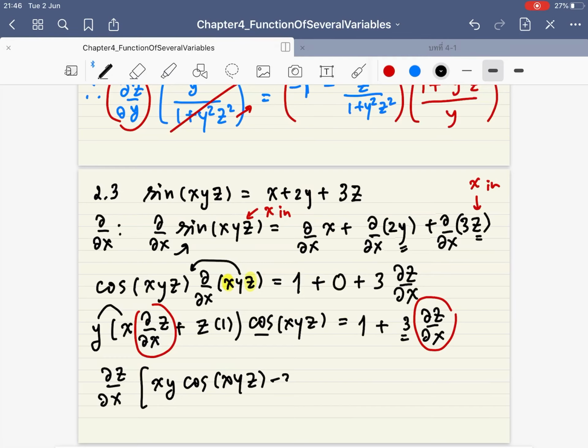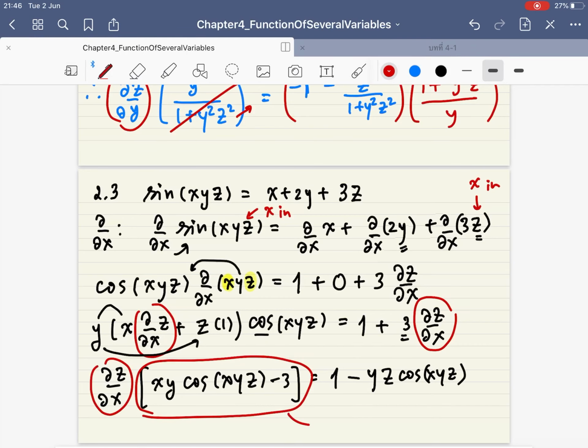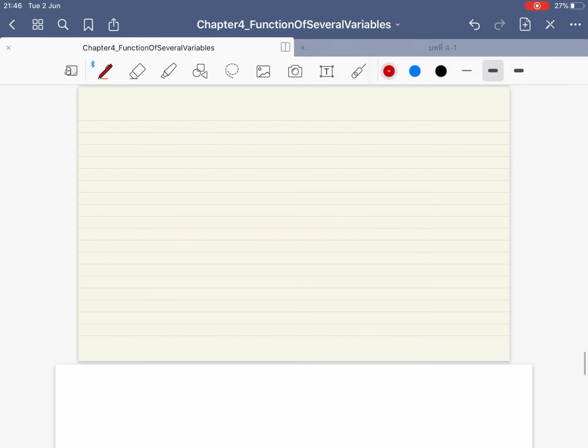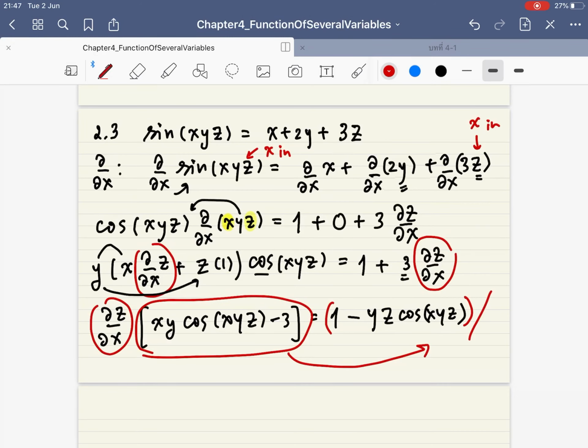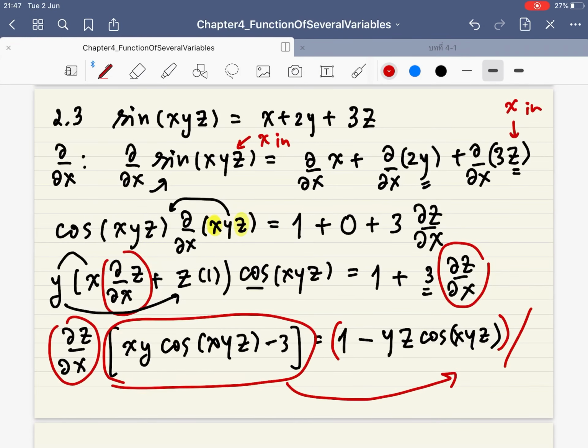And then this one you got a 3, and you just dump everything else to the right hand side. So you have this one as well, yz and cosine xyz. Okay, so to find only this one, you just move this one to the right hand side, get it to be a fraction. Okay, we good? So this is the derivative with respect to x.